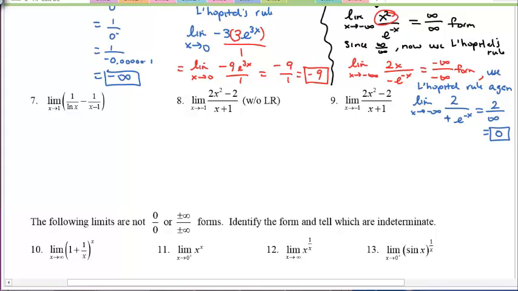Number 7. Whoa. Natural log. If I were to plug in the numbers, I get 1 over 0 minus 1 over 0. That's like infinity minus infinity. Kind of cool, but still indeterminate. Problem though, it's not a fraction. So once again, how can we rewrite this as a fraction or a rational function? Because you have 2 fractions, perhaps we can find the common denominator.